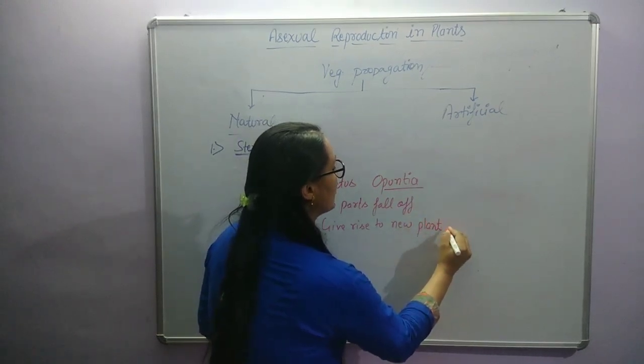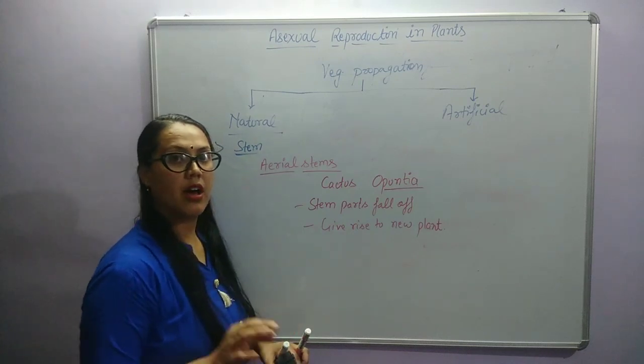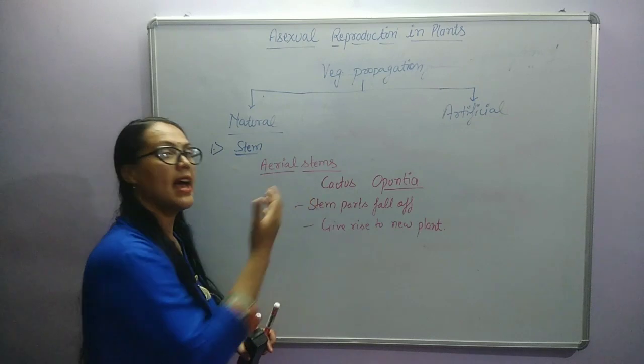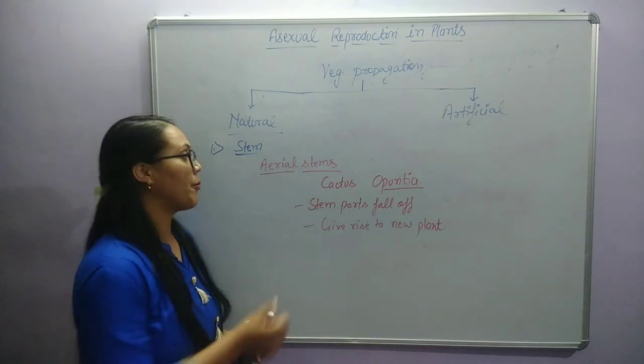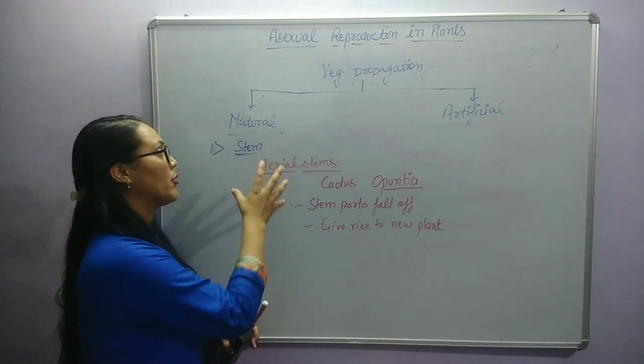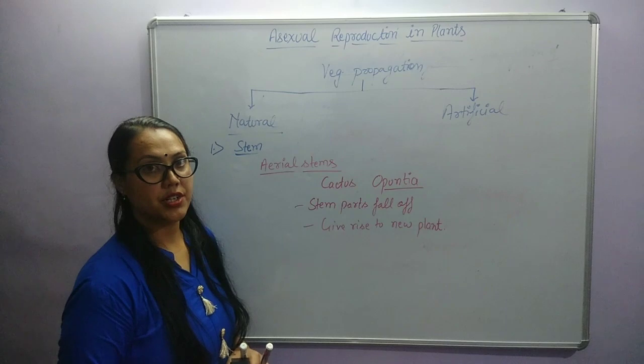So in this lecture we studied how various kinds of stems help in vegetatively propagating plants. Next we will study about the other plant parts which help in vegetative propagation.